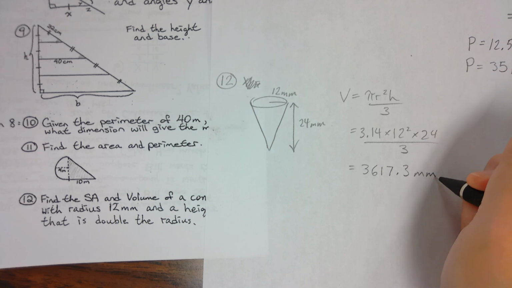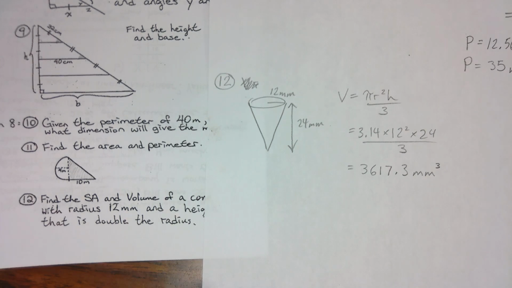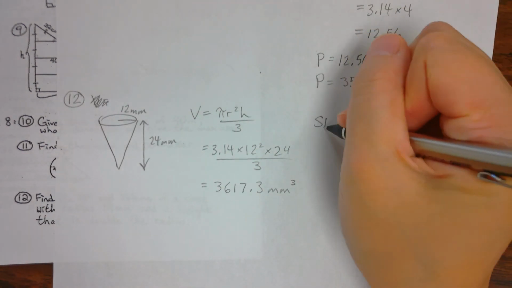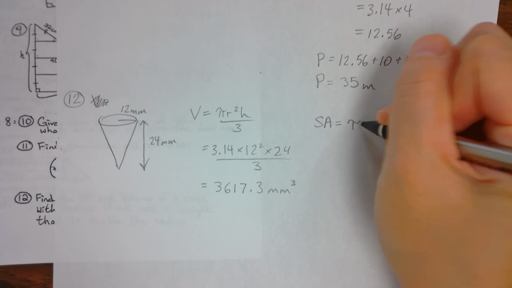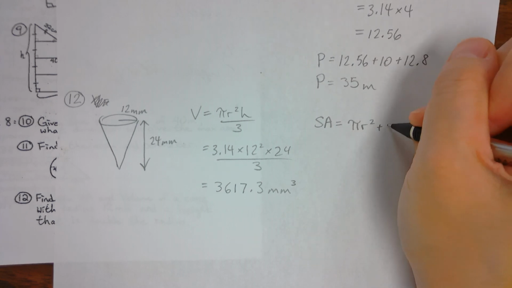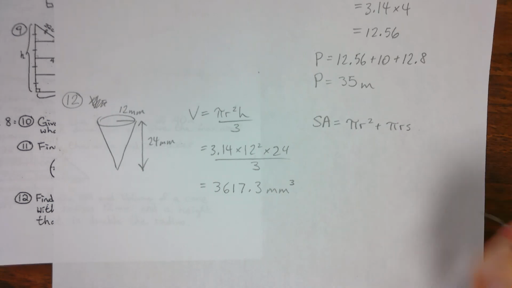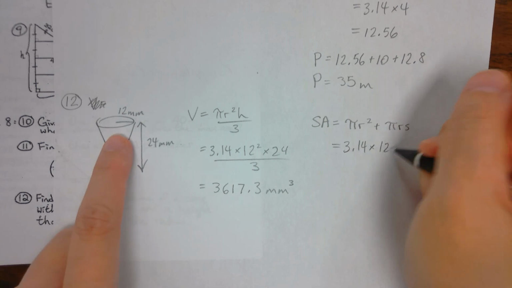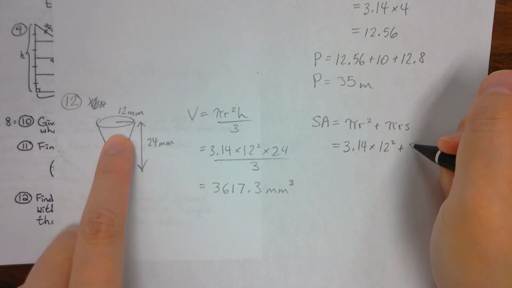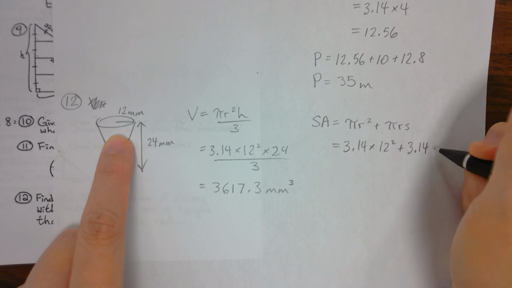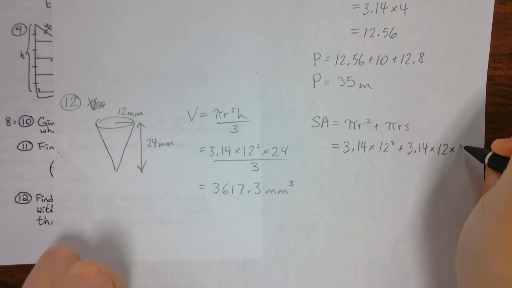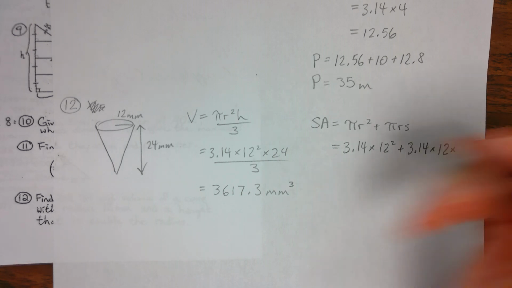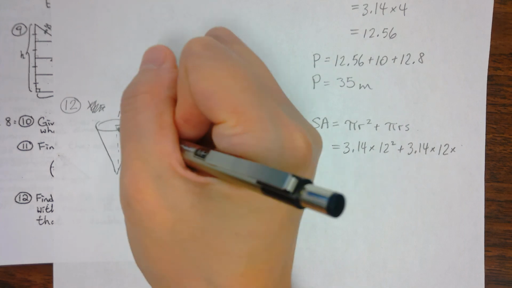Cube. Kenta, you just lost half a mark there. Okay, easy marks. Don't lose these easy marks. Surface area of a cone. Pi r squared plus pi r s. Right, I think that's the formula. 3.14 times 12 squared plus 3.14 times 12 times s. What's s again? Slant. Am I given the slant? No. So what do I have to do?